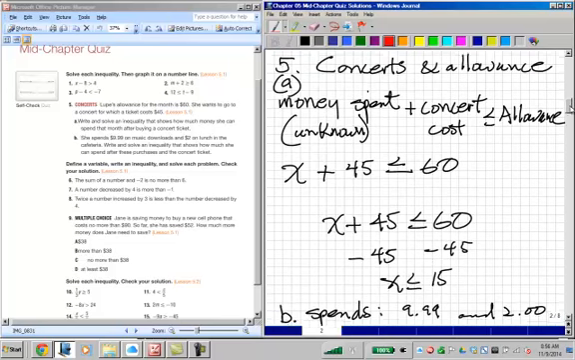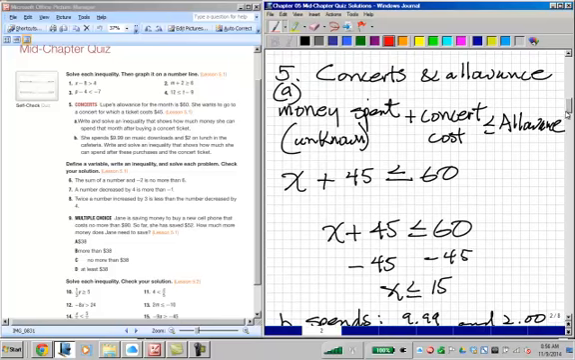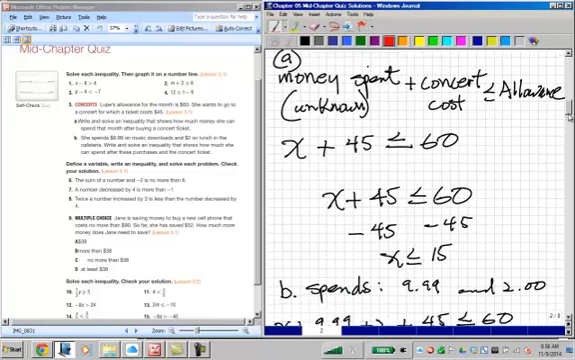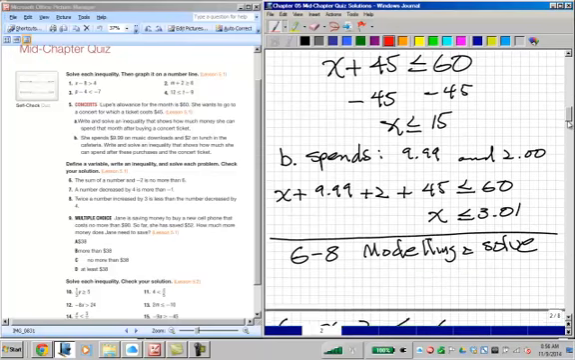5a, concerts and allowance. The money spent plus the concert cost must be less than or equal to the allowance, unless you got a credit card or something. Okay, so the money spent is the unknown. So x plus 45 is less than or equal to 60. So x is less than or equal to 15. In other words, you got $15 to spend in addition to the cost of getting into the concert.